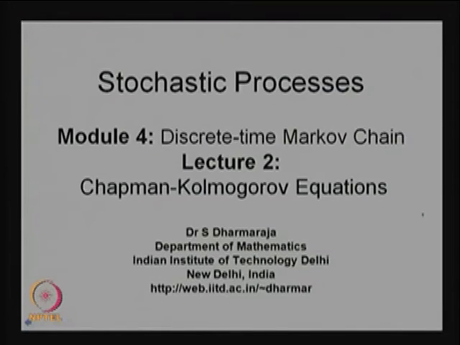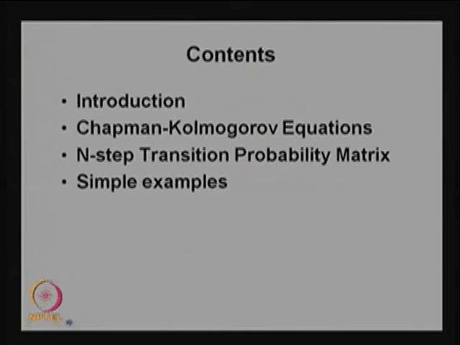Good morning. This is Stochastic Process Model 4, Discrete Time Markov Chain, lecture 2. In this lecture we are going to discuss the Chapman-Kolmogorov equations. Then we are going to discuss the n-step transition probability matrix, and a few more examples.